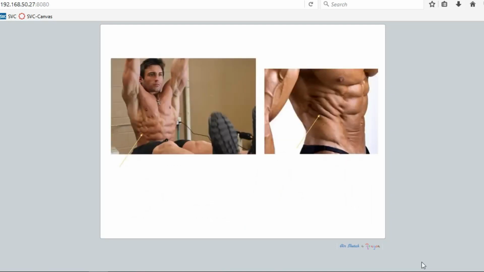Here we have some extreme abdominal muscles. We haven't talked about these yet, but those are the rectus abdominis. And then you can see the external abdominal obliques right there. Anybody know what those are? That's your serratus anterior.